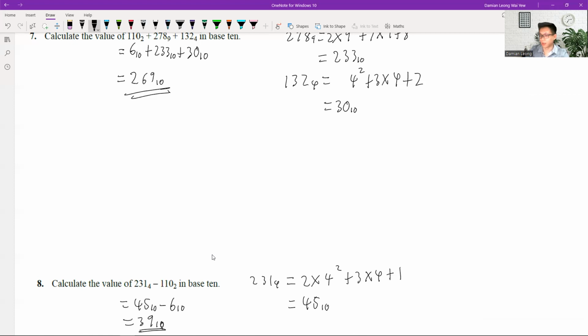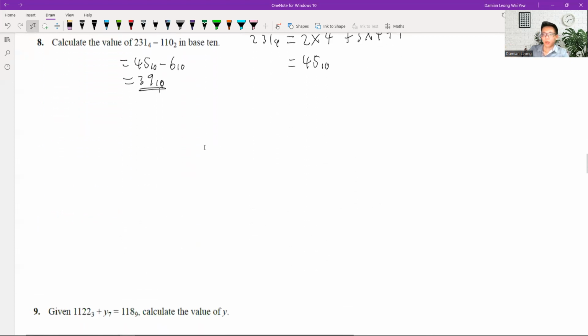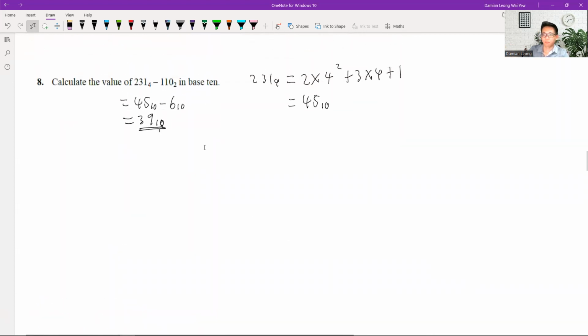Yeah, that's it. Very, very simple question after we already did question 7, because it's basically the same principle, and one of them I even already converted before. Okay, that's question 8.